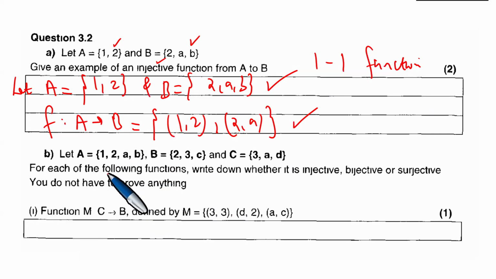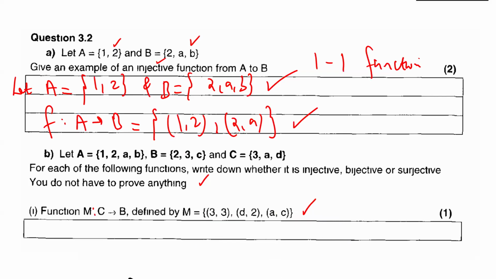Next, we let A contain the elements 1, 2, A and B. B contain the elements 2, 3, and C. C contain the elements 3, A and D. For each of the following functions, write down whether it is injective, bijective, or surjective. You do not have to prove anything. Now there's a function M from C to B defined by that particular set.